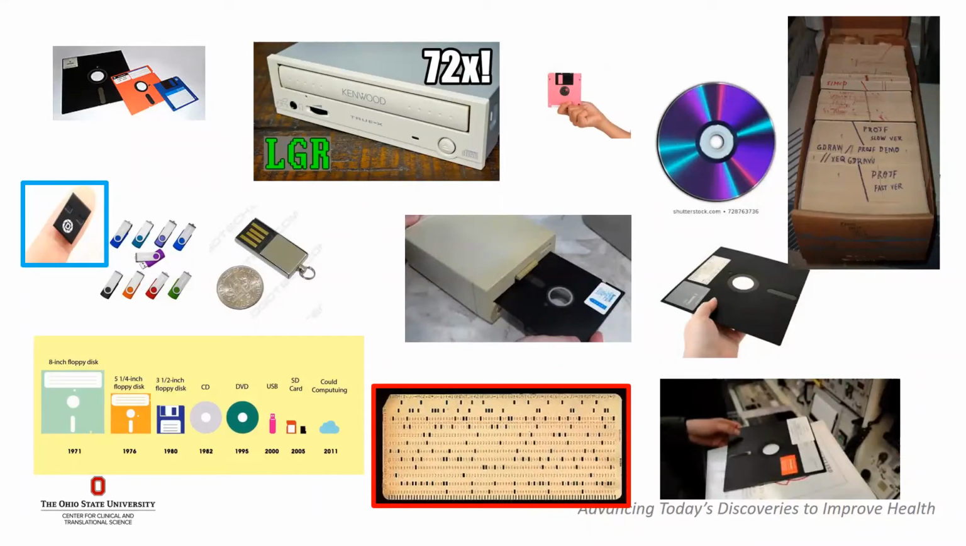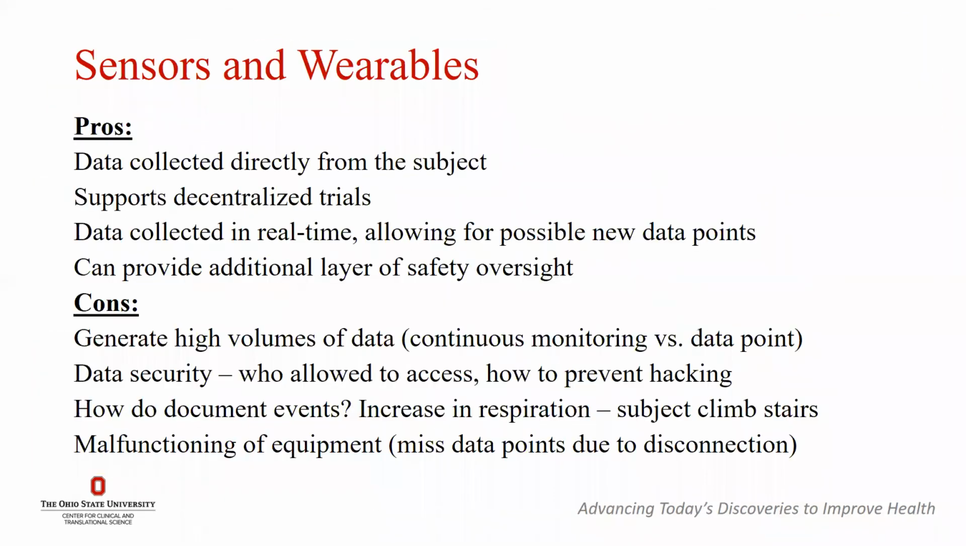One of the things that technology is bringing to clinical research is the sensors and wearables. But this then poses some of the problems of how do you collect this particular data? Some of the pros in using sensors and wearables: you have data collected directly from the subject, which is ideal. It supports the decentralized trials where the patient does not have to come into the research site as often or at all.